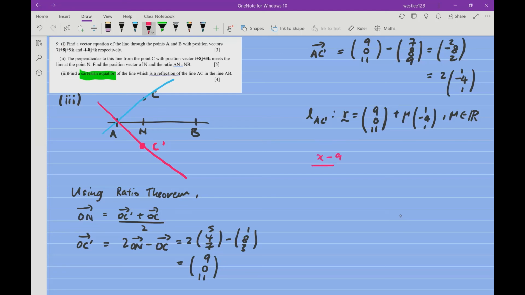x minus 9 over 1, y minus 0 over -4, z minus 11 over 1. So let's simplify them. Okay, so there you have it, the Cartesian equation of the line of reflection.